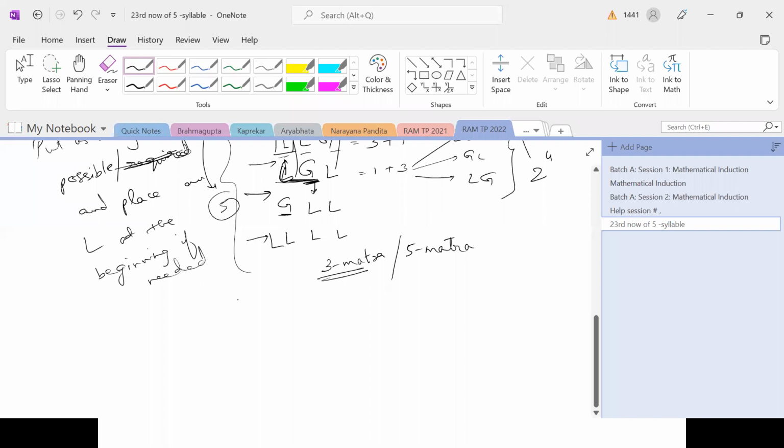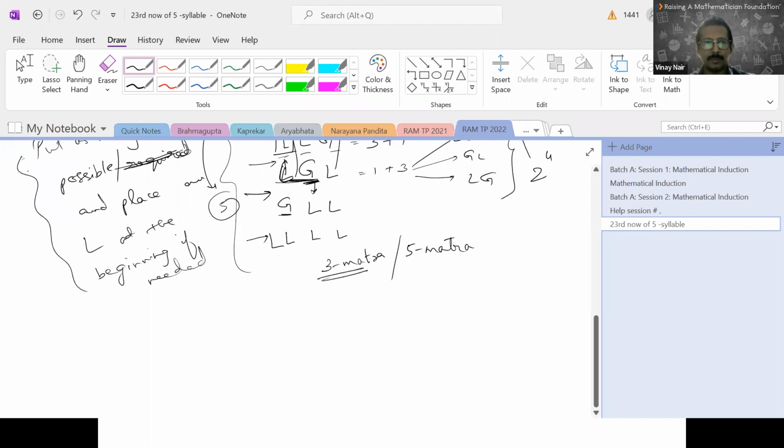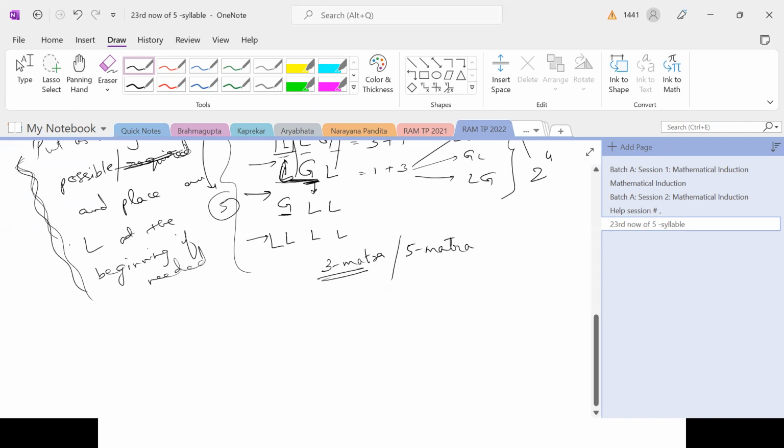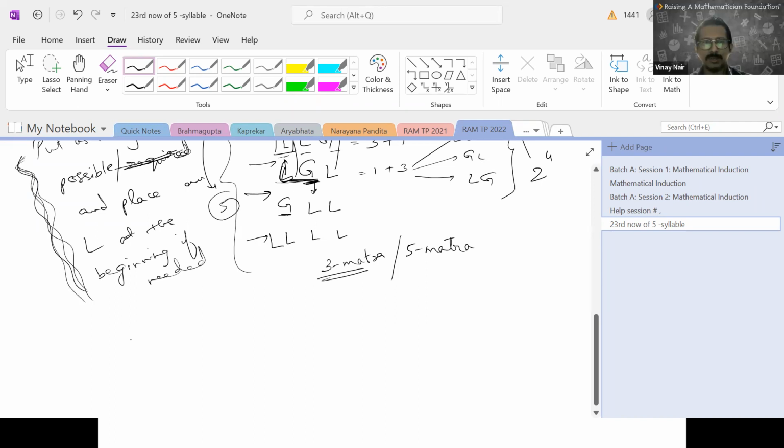Will it be LG or GL? It is better to place L at the beginning, right? So it will be LG. Put as many G's as possible and place an L in the beginning if needed. So it will be LG. If it is 5, it will be LGG.